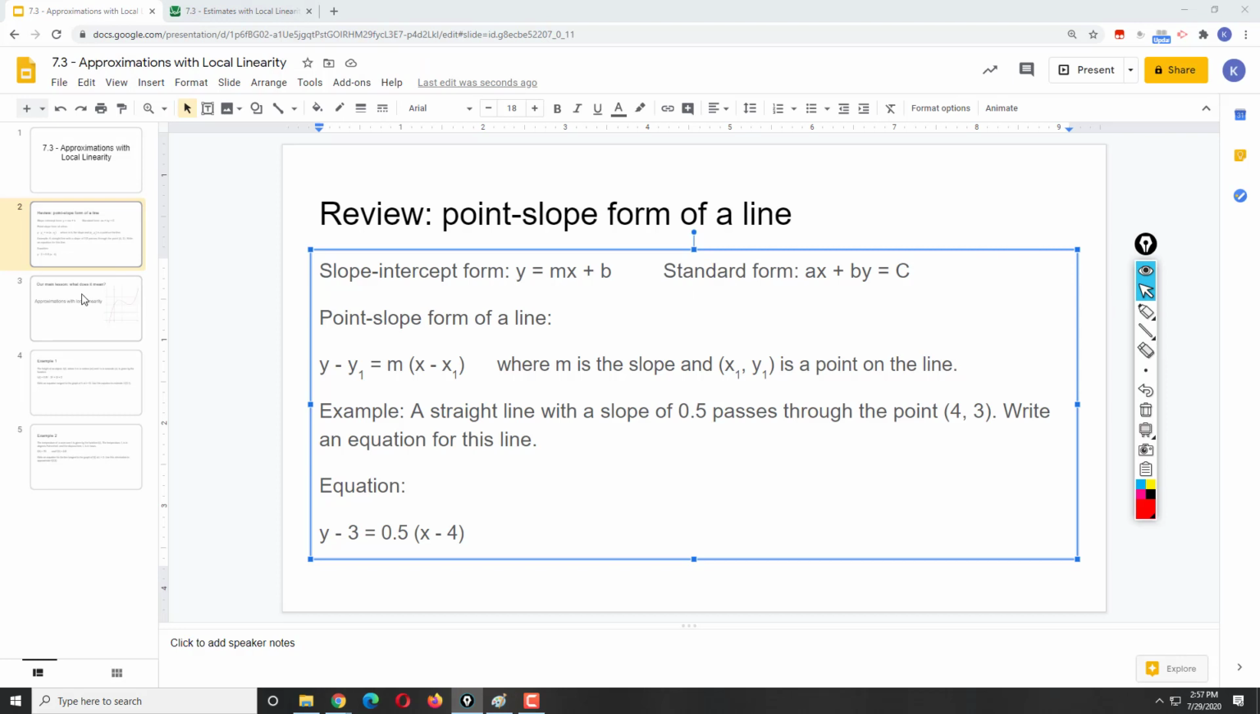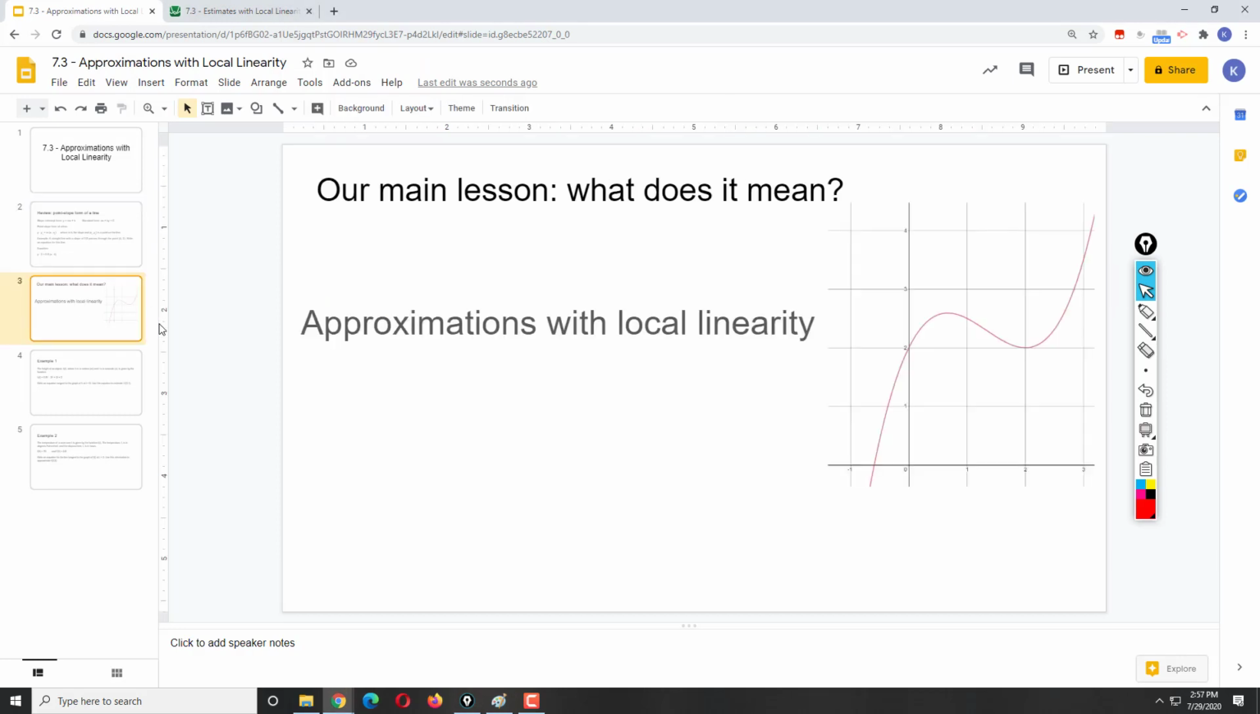All right, let's go to our main lesson. Approximations with local linearity. What does that even mean? Well, approximation is just a fancy word for estimate.